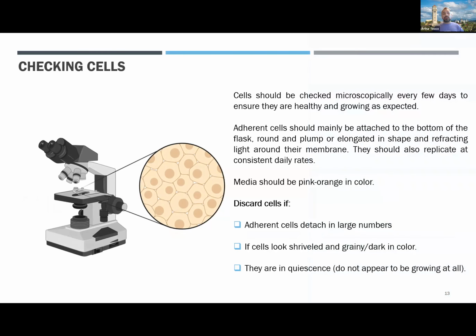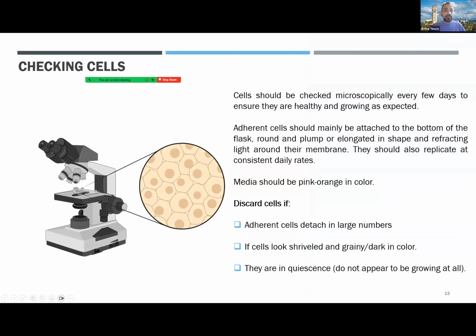All right, so as part of the process of growing cells is to become very familiar with their morphology. And so it's critical to have a microscope to be able to check on the cells, their morphology, to get a sense of their health. So cells should be checked microscopically every few days to ensure they're healthy and growing. So this is where I say, when you look at the information for the cells, look for a picture of these cells. What should they look like?